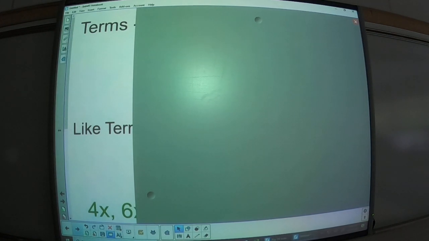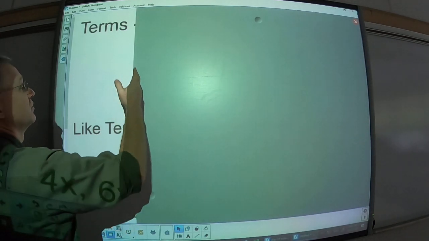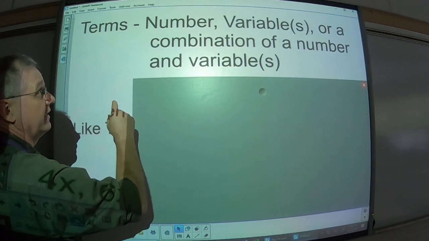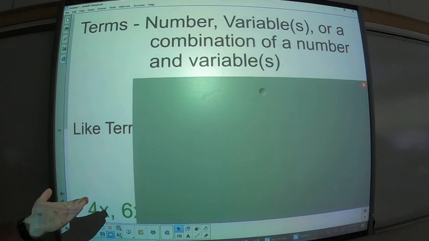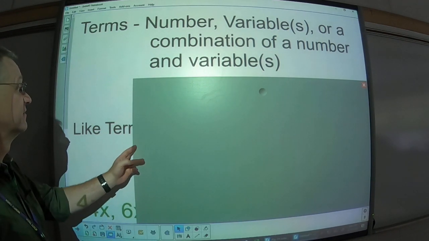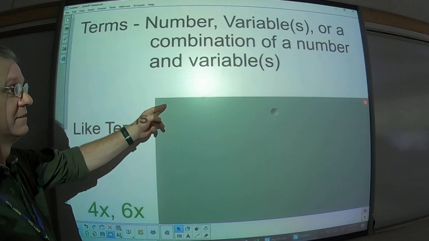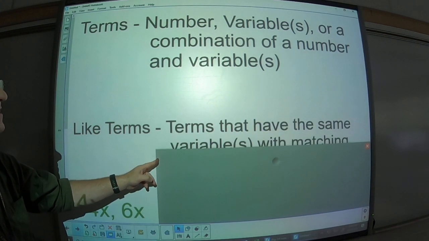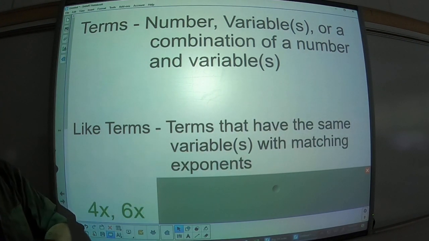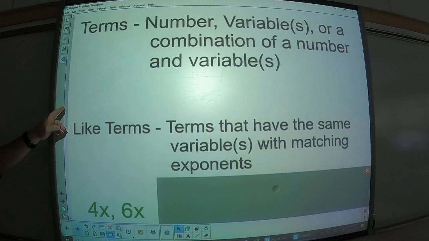Now, hopefully with you in class, we can talk about what terms are in math, and I don't mean vocabulary terms, I mean terms of a polynomial. So terms: a number, variable or variables, or a combination of a number and variable or variables, and those variables could be to a power. That's what a term is. Now, like terms, some of you may already know these, but like terms are terms that have the same variables with matching exponents.